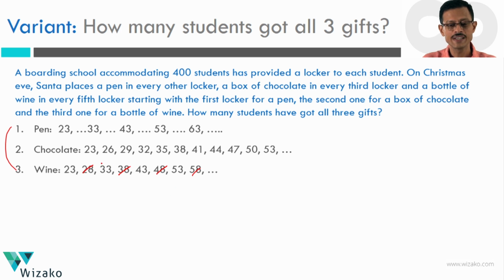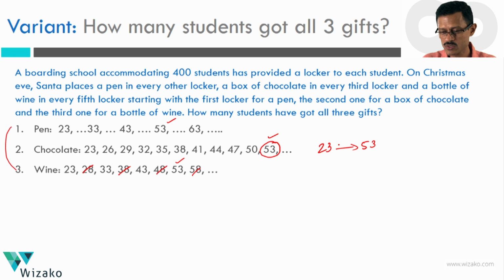in this too. Now let's list down for chocolates. For chocolate it's going to be 23, 26, 29. Proceed along the same line. We realize 53 is the next time that the chocolate set hits a unit digit of 3. So 53 is going to be a part of all the 3 sets. So the 53rd locker is the second locker to get all these 3 gifts. The first one was 23. The second one was 53.